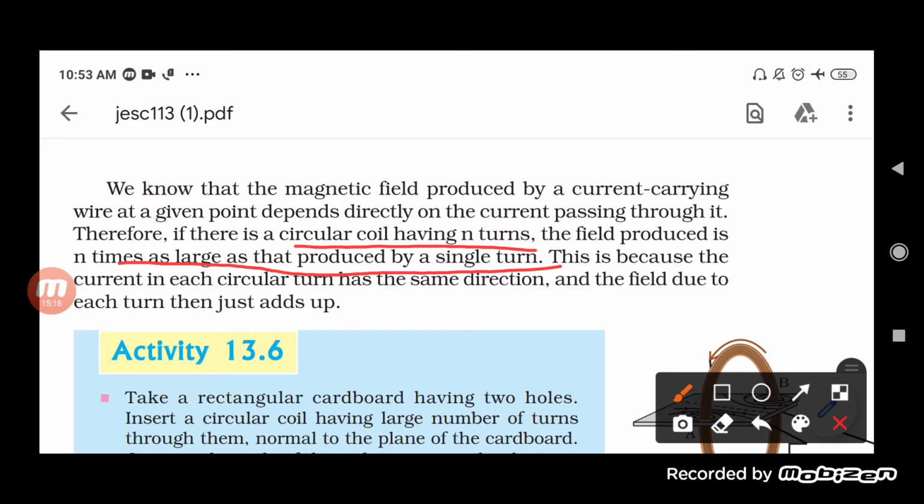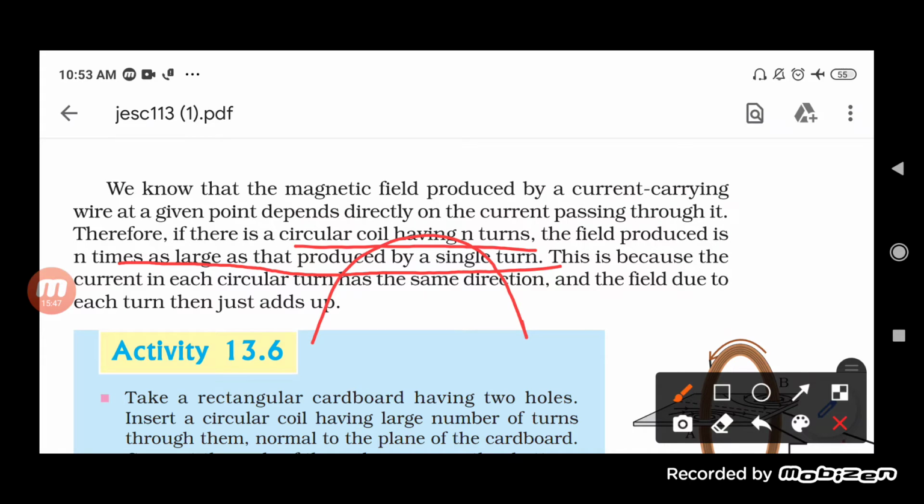And if the number of coils, the circular coils, is more, then the field which is produced here will also be very large, right? The number of coils means the number of turns in the coil. So the current will also become larger, and when the current is larger, students, then the field is also very, very large.